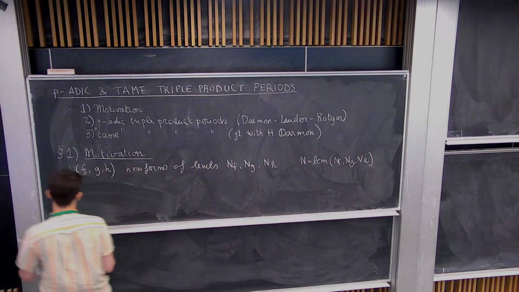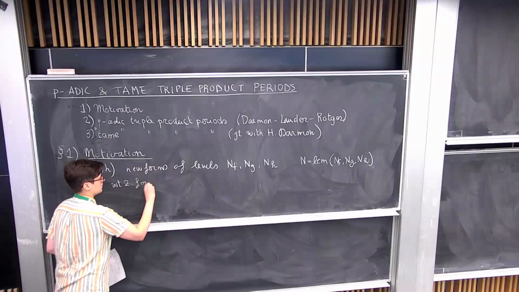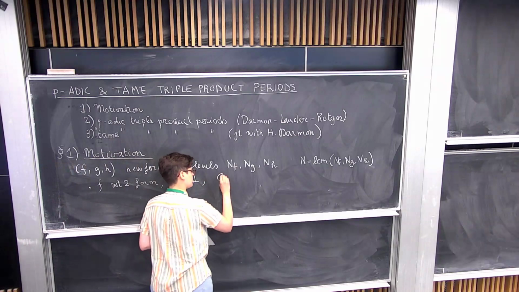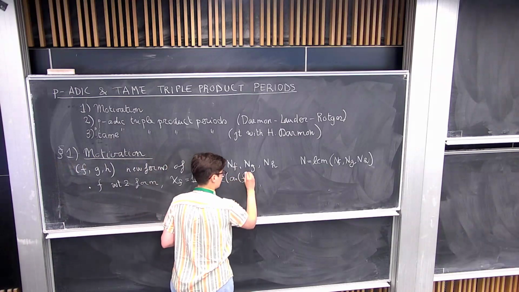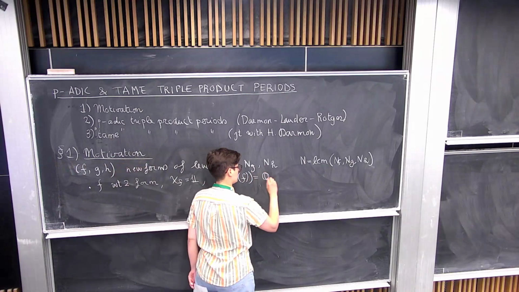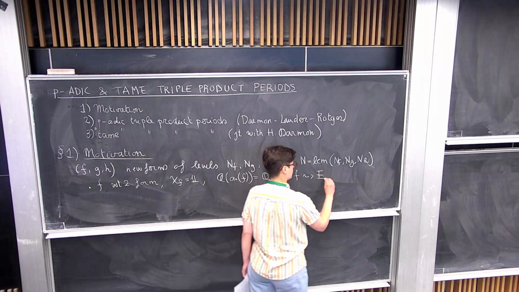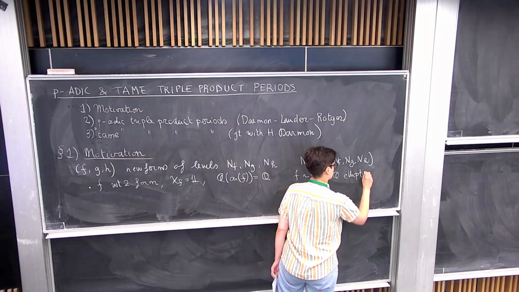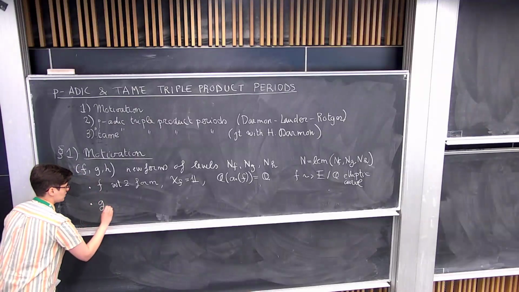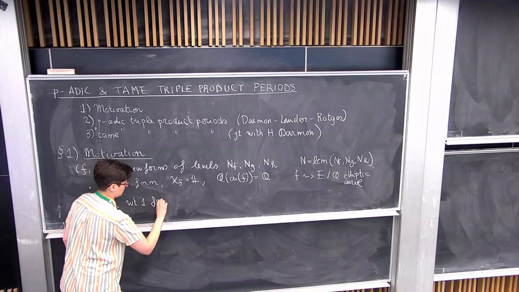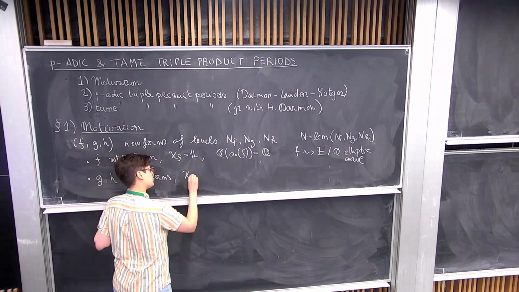And I'm going to assume the following about these forms. So I'm going to take F, a weight 2 form, with trivial character. And while this will not be an essential assumption, I'm also going to assume that the Fourier coefficients of F are rational, so that I can think of this F as corresponding to an elliptic curve over Q. And for G and H, I'm going to instead assume that they are weight 1 forms, with inverse central characters. This is an important technical assumption.